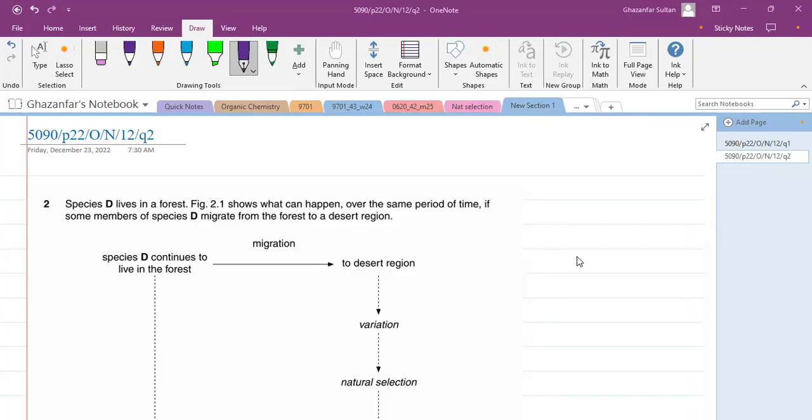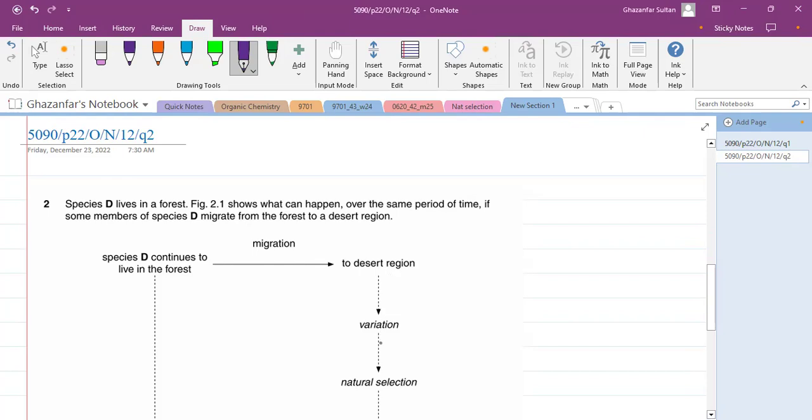This is question 2, paper 22, October/November 2012. The question says that species D lives in a forest. Figure 2.1 shows what happened over the same period of time if some members of species D migrate from the forest to a desert region. So a totally different region where they have migrated. So what happens there?